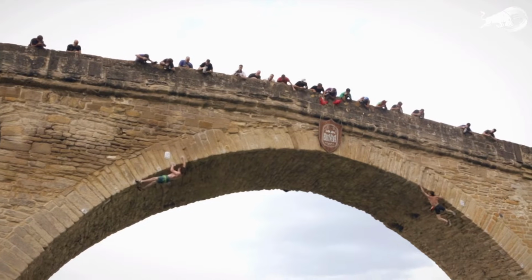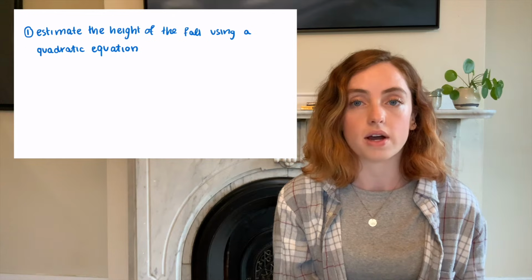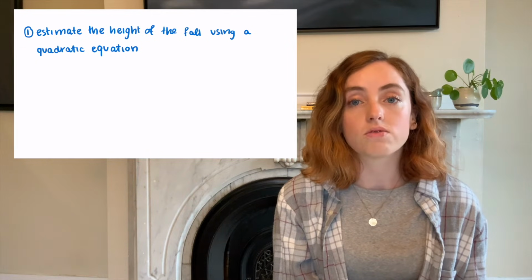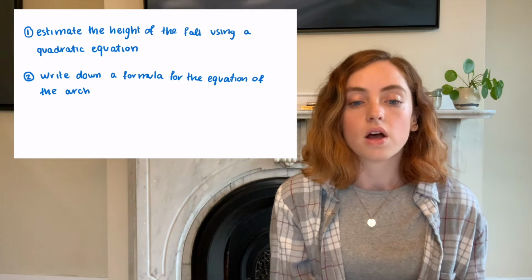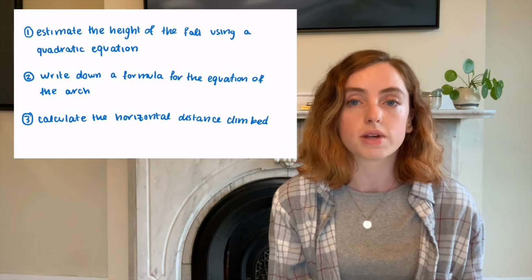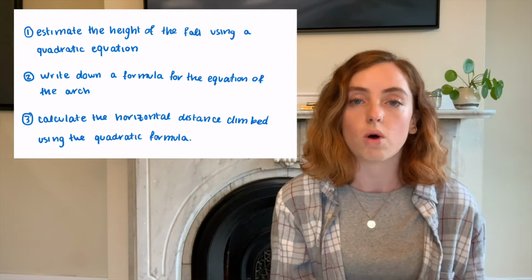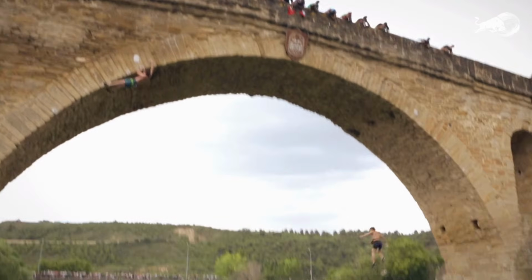Today, I'm going to use quadratic equations to analyze a fall taken by Rustam Gelmanov in the semifinals of this competition. In this video, I'm going to solve three problems. First, I'm going to estimate the height of the fall using a quadratic formula. Second, I'm going to write down an equation describing the shape of the bridge. Last, I'm going to calculate the horizontal distance climbed by Rustam Gelmanov before he fell using the quadratic formula. Alright, so let's get started.